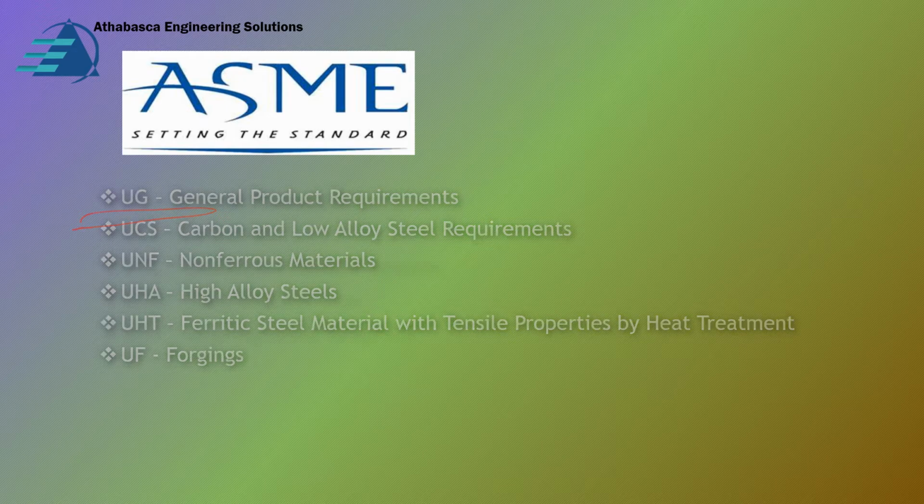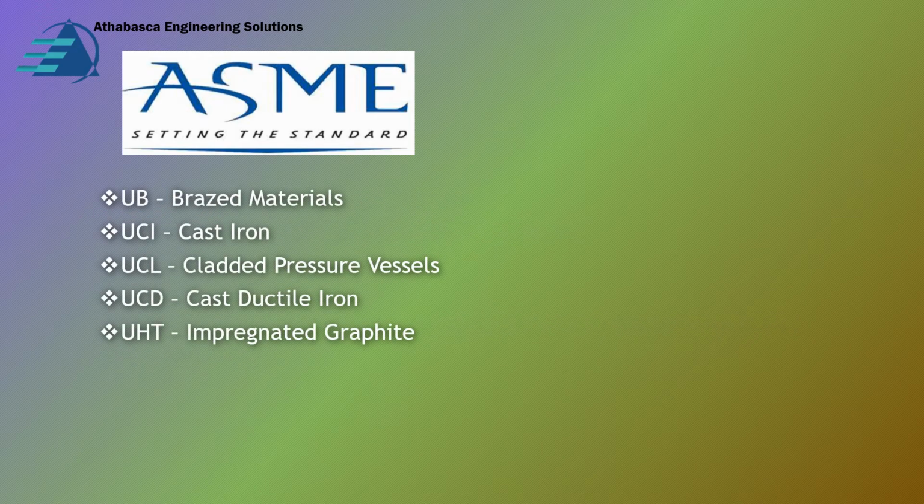Now there are a few other sections: brazed materials, UB, and UCI, cast irons, and one that I'm quite familiar with is UCL, which is the clad pressure vessels, and then there's the impregnated graphite materials.